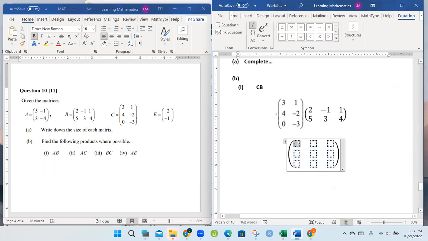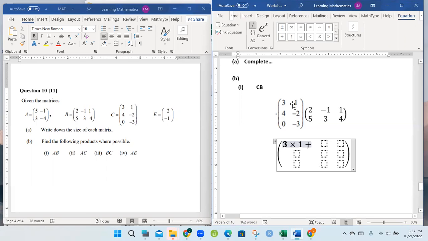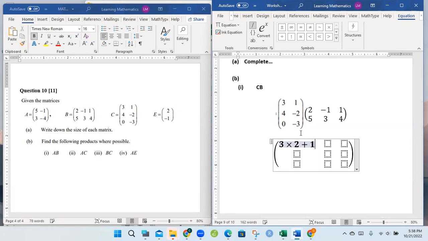Now, to get this number, I have to use the 3 and the 1 and the 2 and the 5. 3 times 1 plus 3 times 2, plus the 1 times the 5.